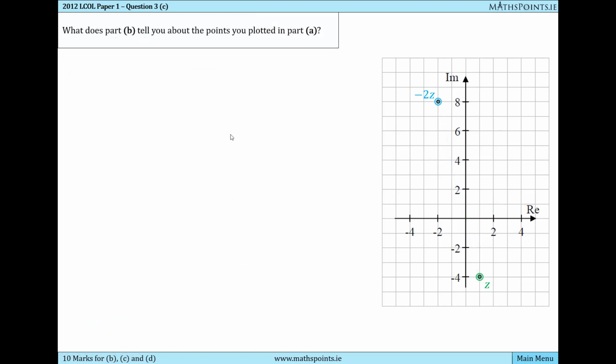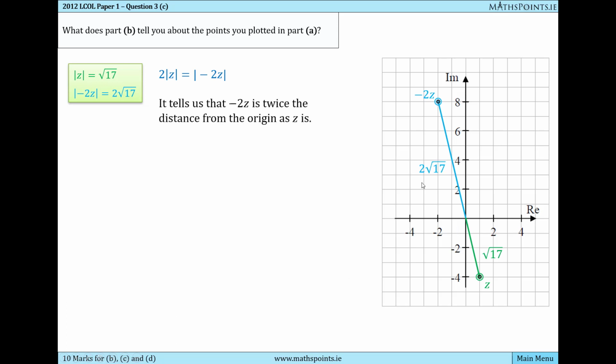The C part asks us, what does part B tell you about the points you plotted in part A? So in part A we plotted the complex numbers z and minus 2z. And in part B we found out that the distance from z to the origin (0, 0) is root 17, and that the distance from minus 2z to the origin (0, 0) is 2 root 17. So what that tells us is that the distance from the origin to the complex number minus 2z is twice the distance from the origin to the complex number z. 2 root 17 is twice root 17.